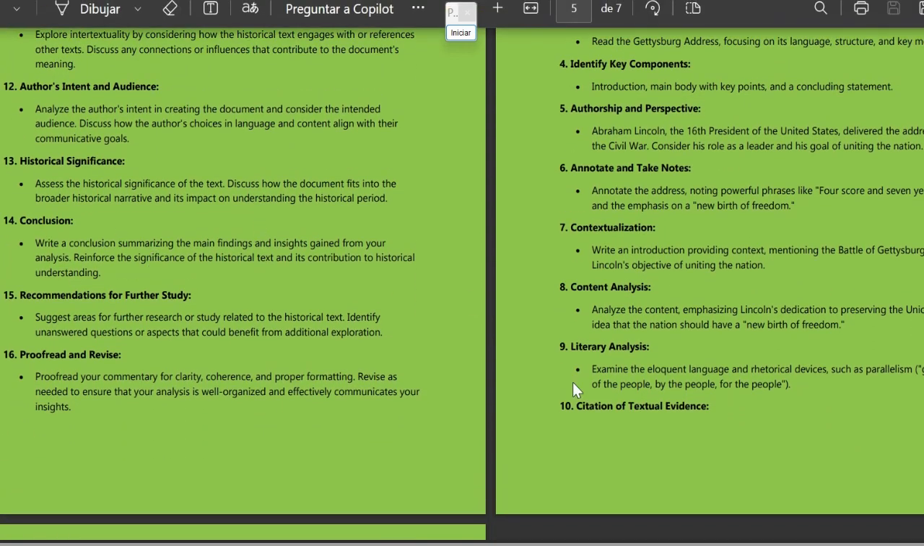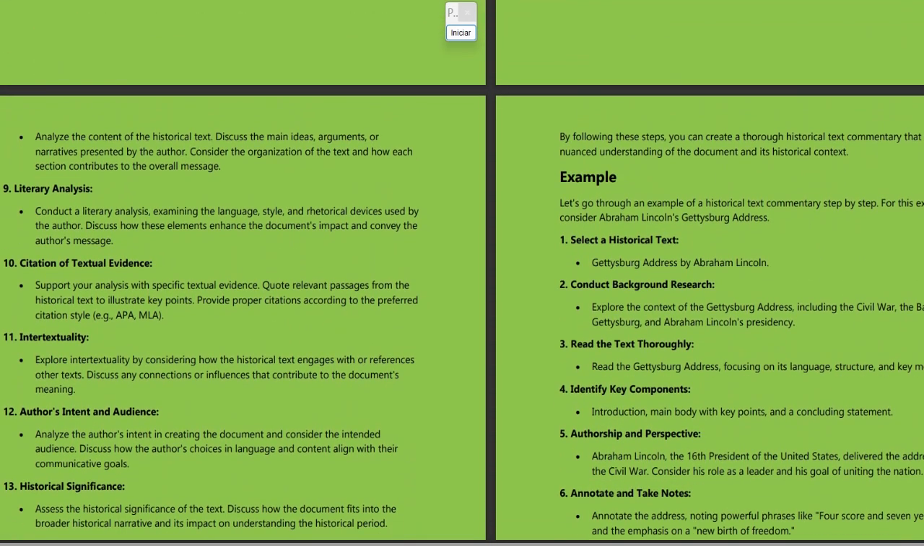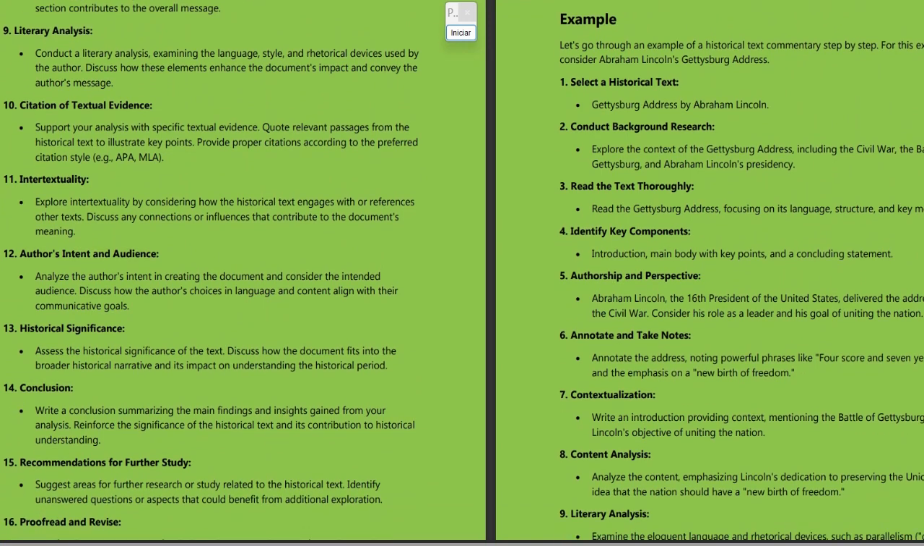But we have to add some recommendations for further study, proofread and revise. And now I will show you some examples.